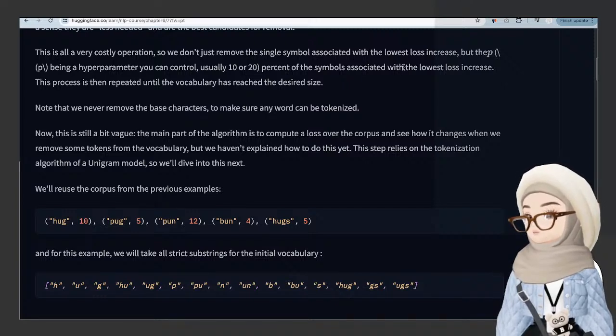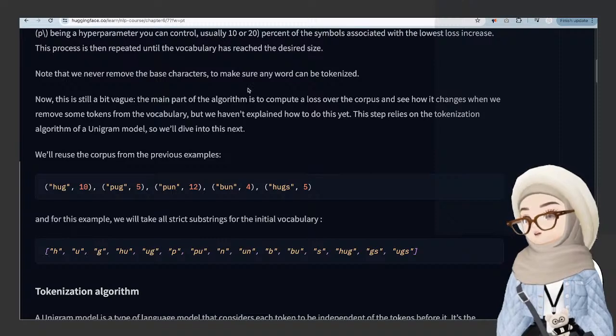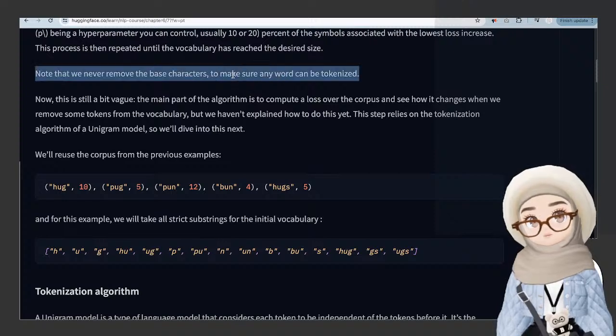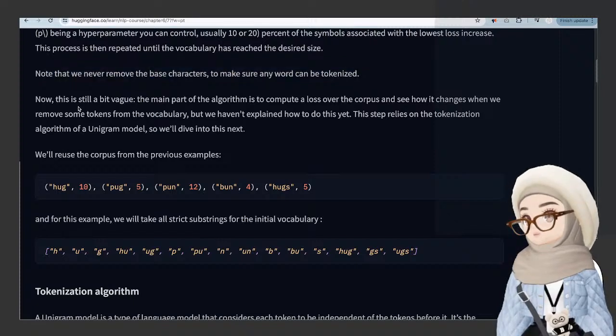Repeat it until vocab has reached the desired size. Cool. Note that we never remove the base character to make sure any word can be tokenized. Is that what it means? We don't want to remove words?